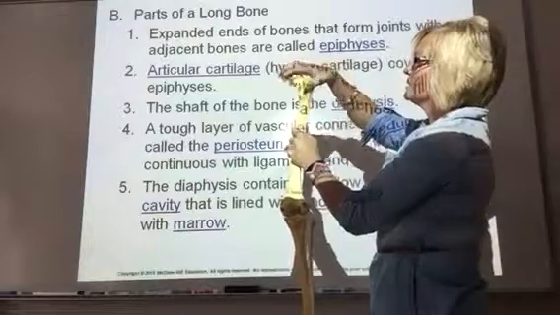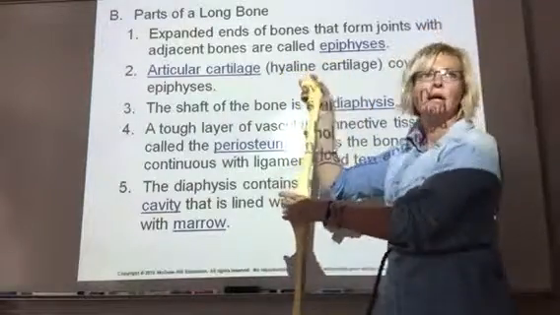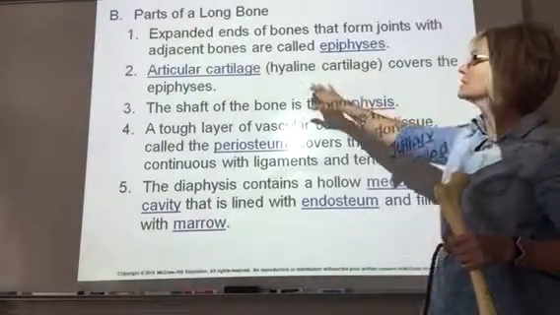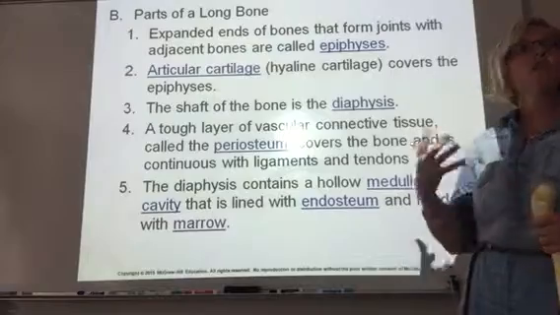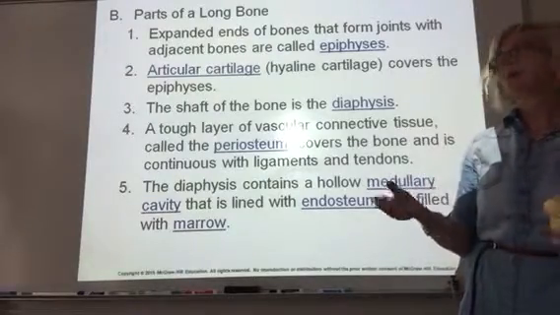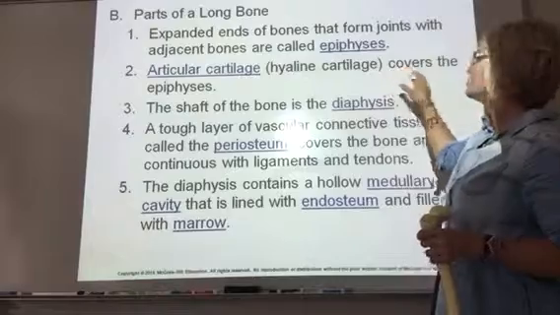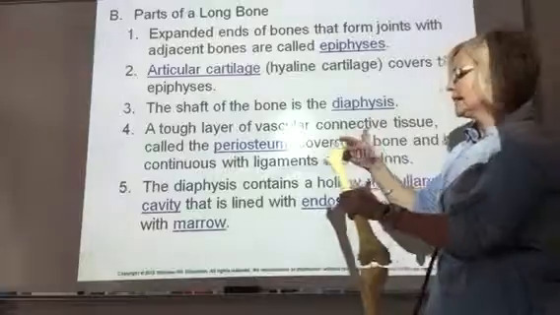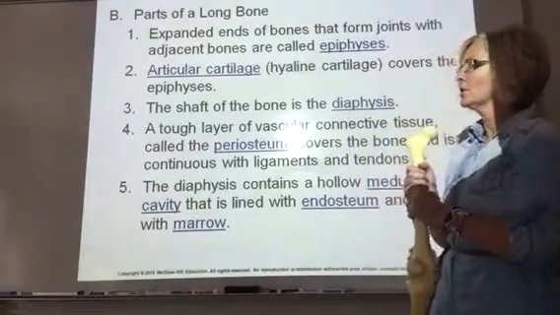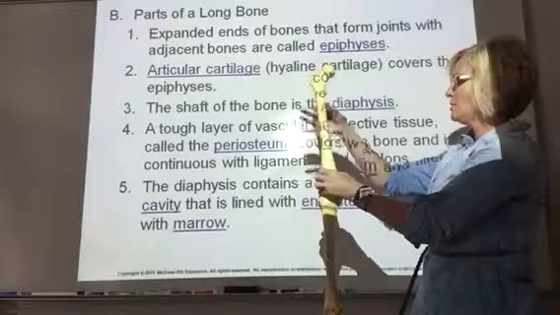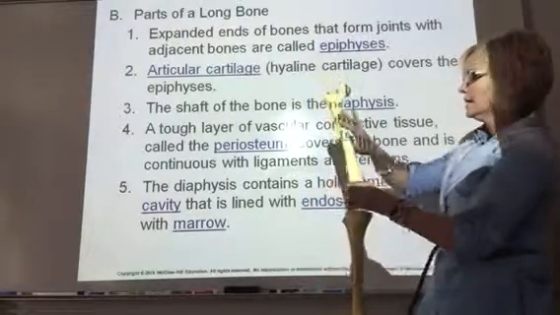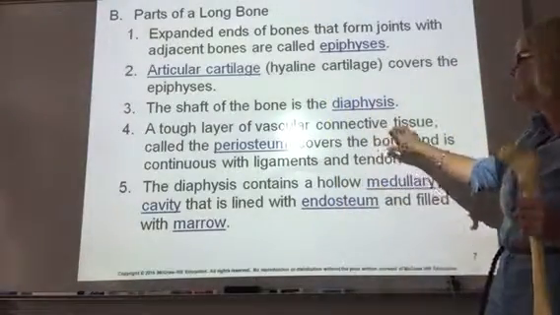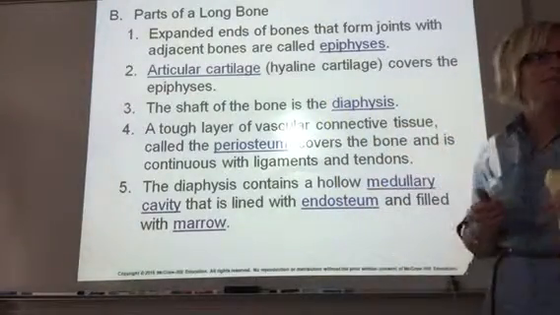So this outer expanded part is called the epiphysis. It is covered by articular cartilage. Articulate means to join, so articular cartilage is going to appear where it's going to join somewhere. So this outside part will be covered with articular cartilage. The shaft of the bone is called the diaphysis. And then around the shaft of the bone, if it's living, is a tough layer of connective tissue called periosteum.